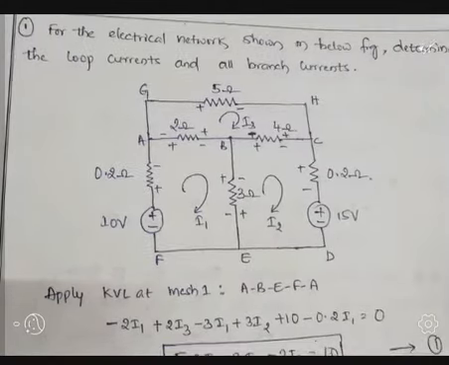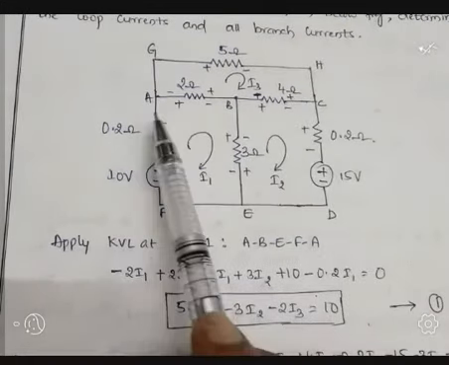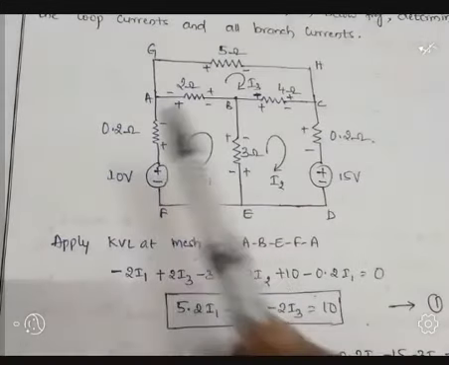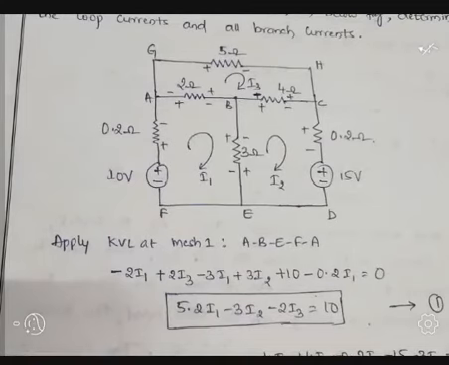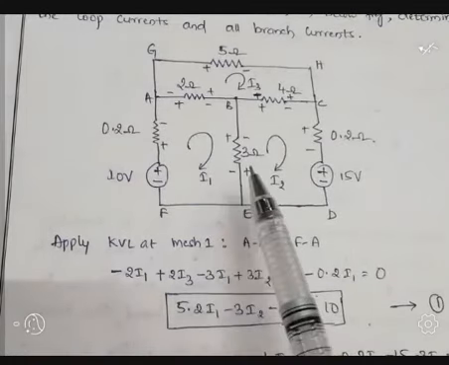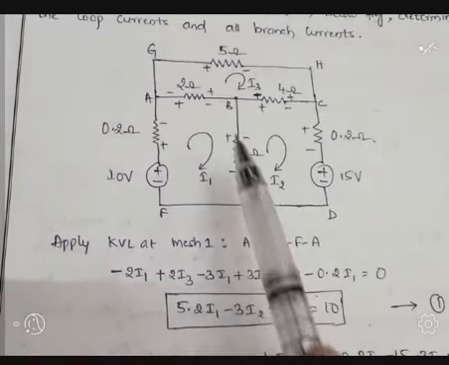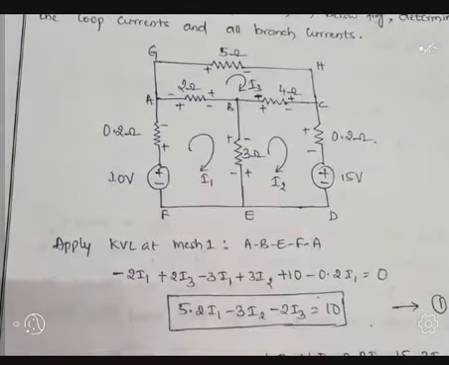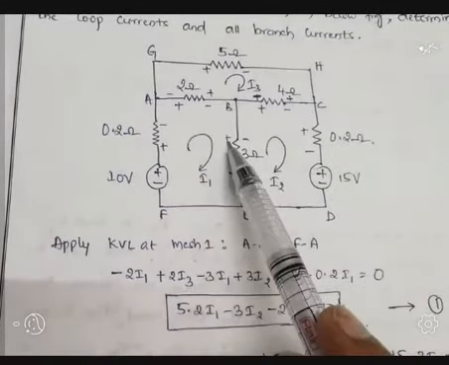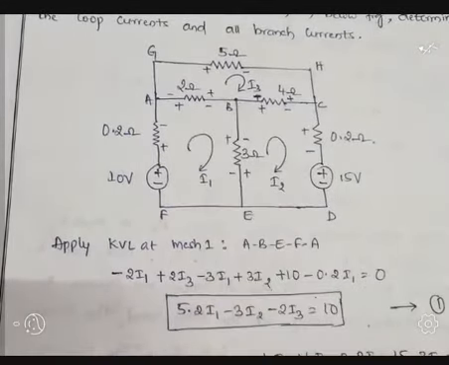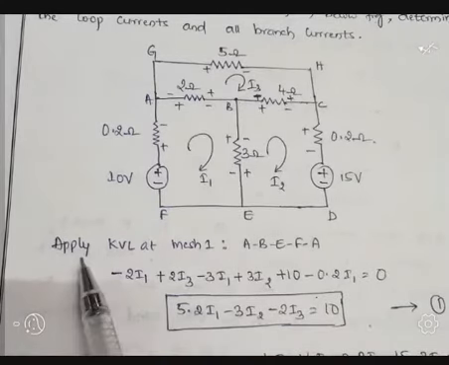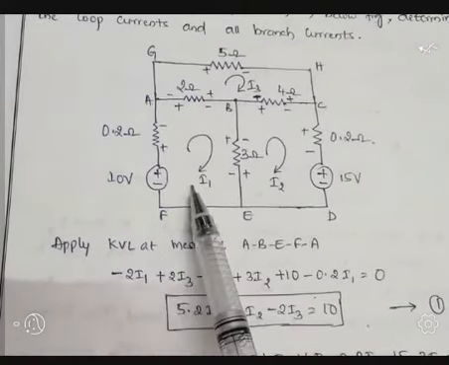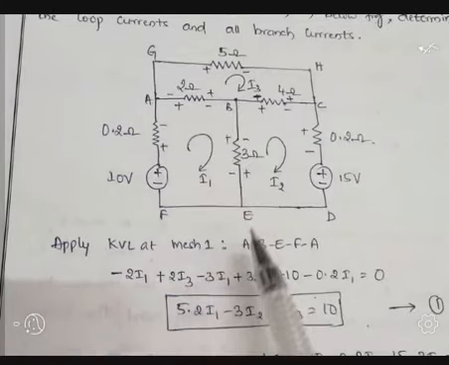First, I will take the first loop A, B, E, F, A. I'm going to apply KVL to this loop. Before applying KVL, I represented the polarity. In this loop, current I1 is flowing. So the polarity for all the branches is plus minus, plus minus, plus minus. Okay, fine. Now I'm going to apply KVL to mesh 1 or loop 1, that is A, B, E, F, A.